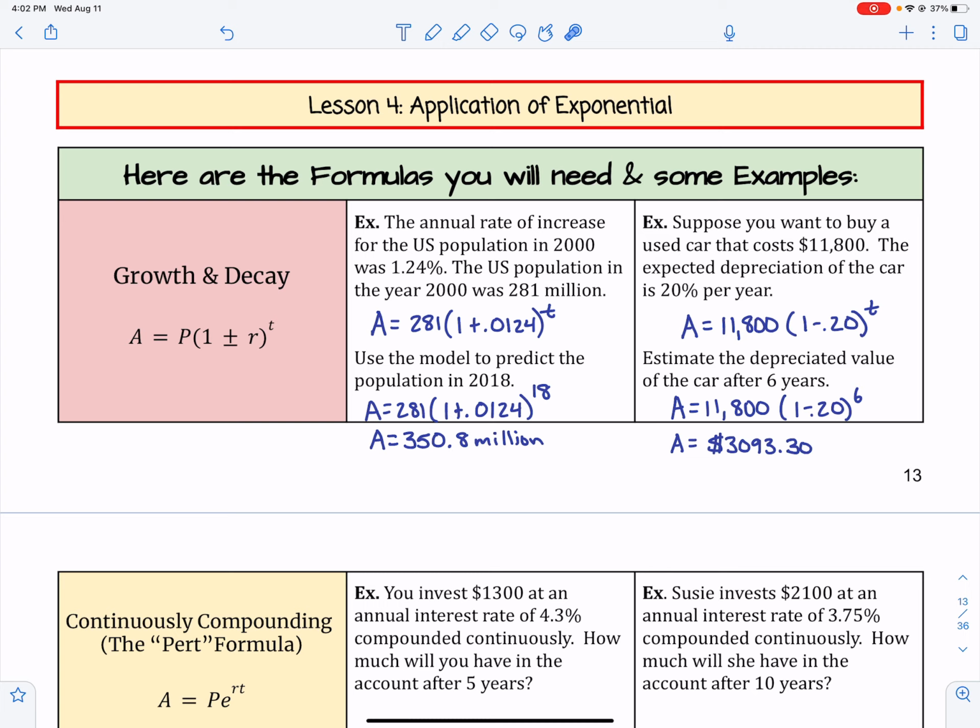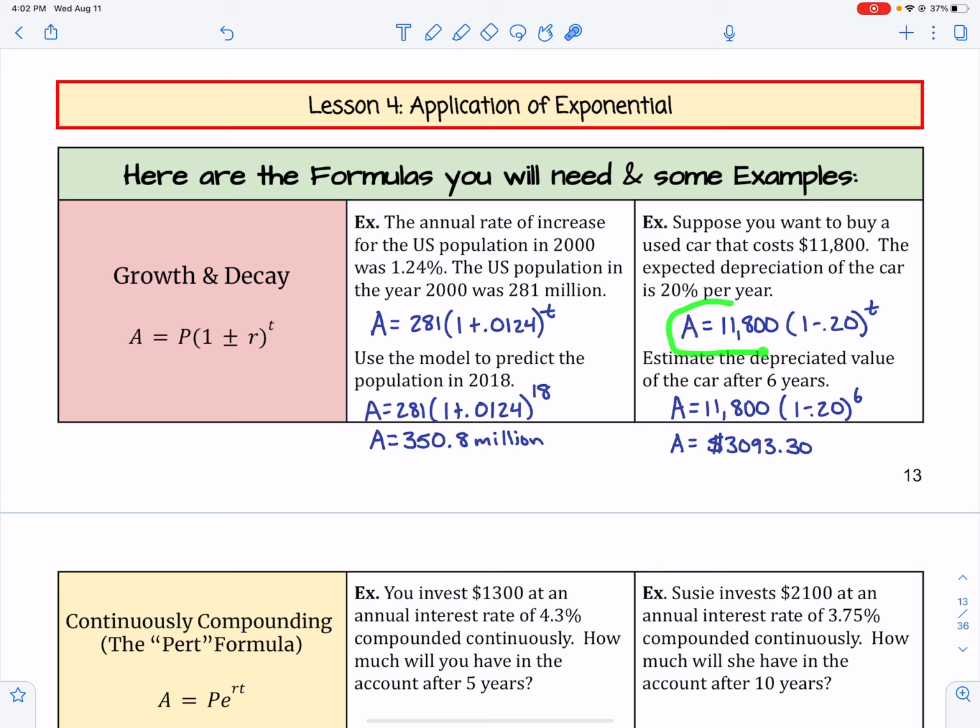In the second example, it said, suppose you want to buy a used car that cost $11,800. So that was our initial amount, P. The expected depreciation of the car is 20% per year. So I wrote that as 1 minus, since it's depreciating, it's going down in value. And then 20% is where I got my 0.2. We always write it as a decimal.